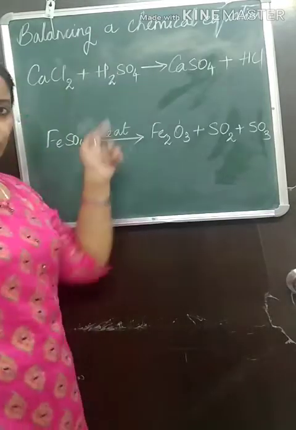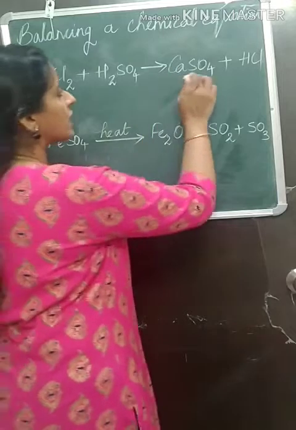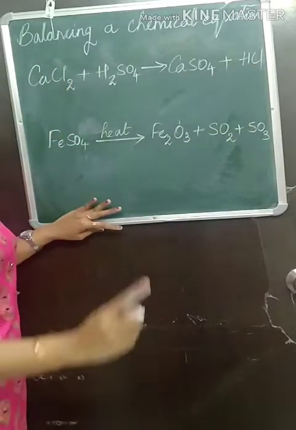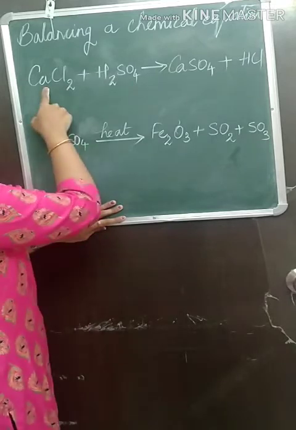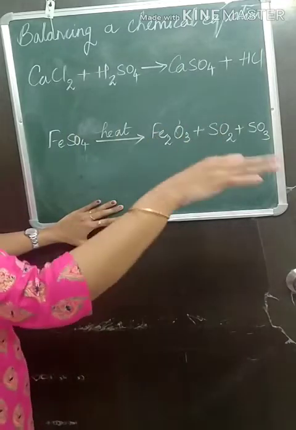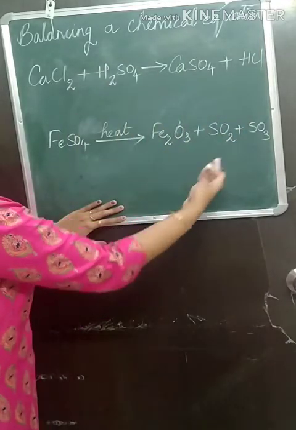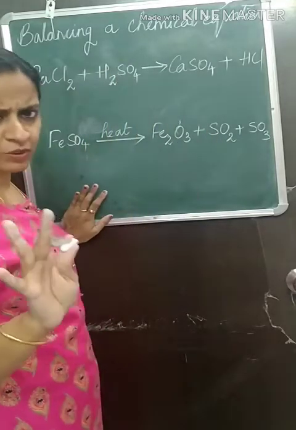Now let us talk about these two reactions. Calcium chloride and sulfuric acid gives calcium sulfate and HCl. Start with metal. Here the metal is calcium. 1 atom of calcium on reactant side, 1 atom of calcium on the product side. Balanced. Then we will talk about non-metal. Now non-metal we have chlorine, we have sulfur. Any one you can take.